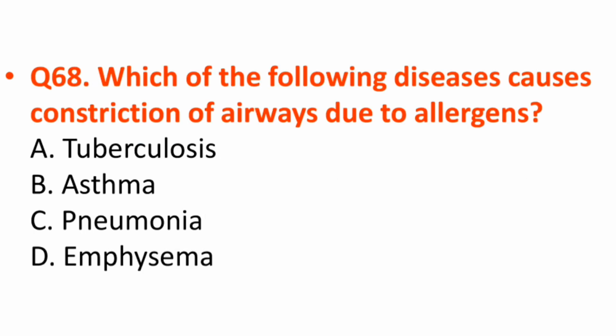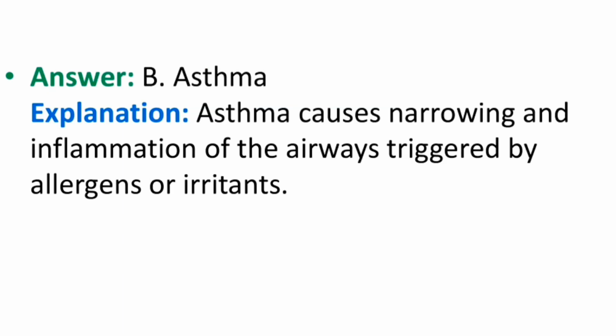Which of the following diseases causes constriction of the airway due to allergens? Option A, tuberculosis; option B, asthma; option C, pneumonia; option D, emphysema. The correct answer is option B, asthma. Asthma causes narrowing and inflammation of the airways triggered by allergens or irritants.